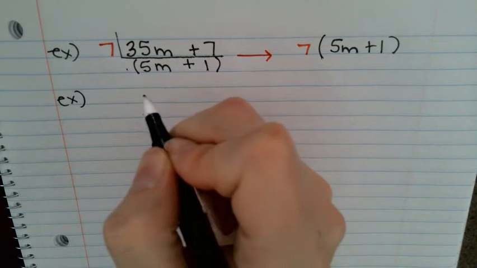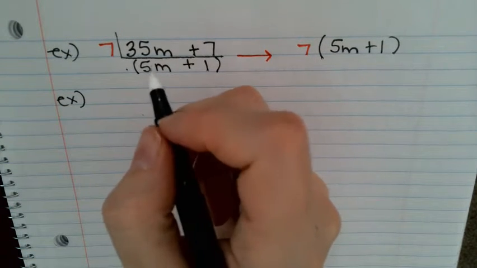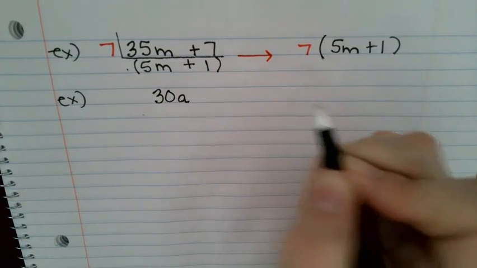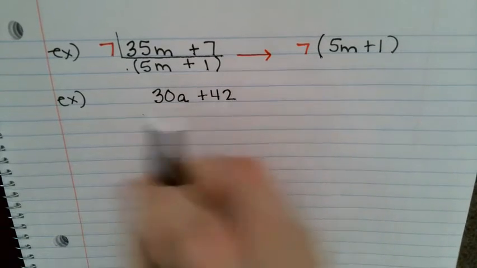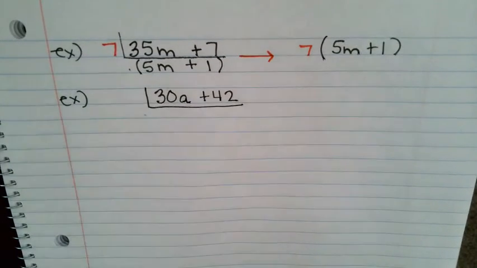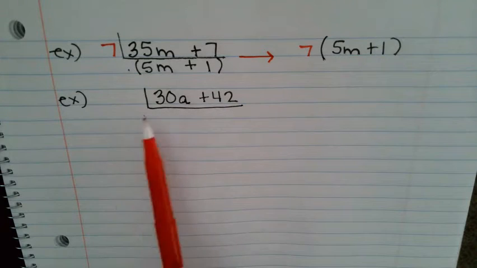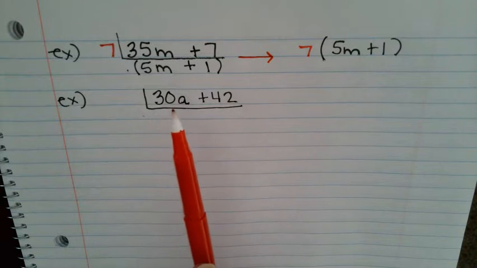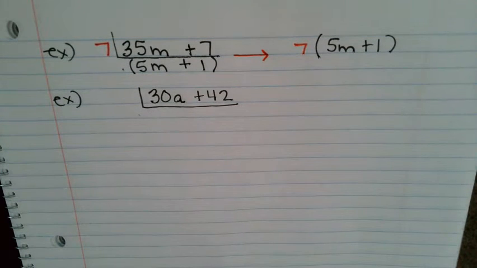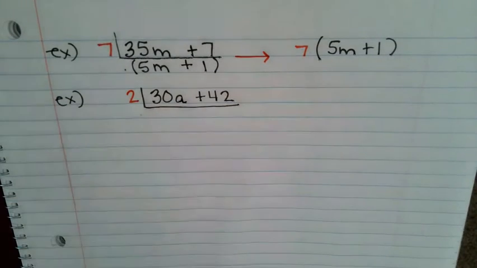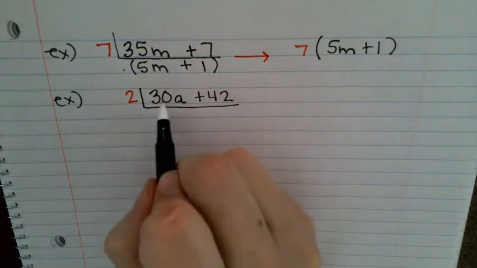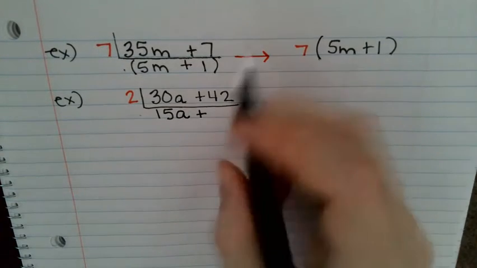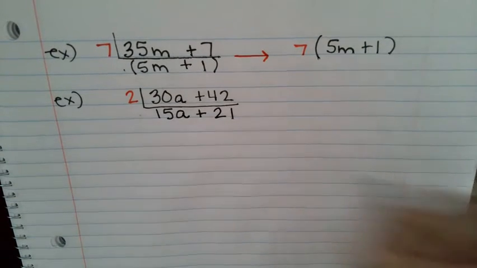Let's do another example. We are going to do 30a plus 42. Okay, again, in a decomposing box. And I'm looking for numbers that can go into both 30 and 42. And again, the decomposing box, we want to break it apart piece by piece. And I noticed that both 30 and 42 are even, so I'm going to divide by 2. I know that 30 divided by 2 is 15a, don't forget that, and half of 42 is 21.